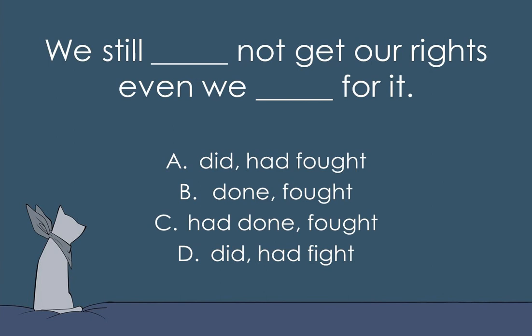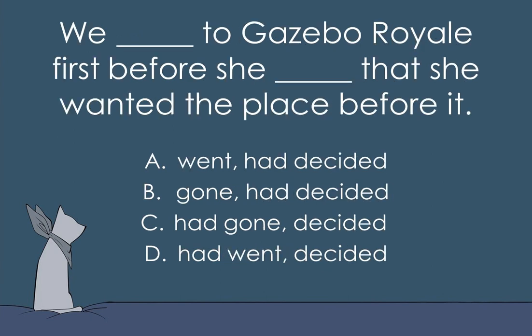Let's check your answers. We blank to Gazebo Royale first before she blank that she wanted the place before it. In this sentence, we all know that the verb on the first blank happened prior to the verb on the second blank. Therefore, the first blank takes the past perfect tense and the second blank takes the past tense.